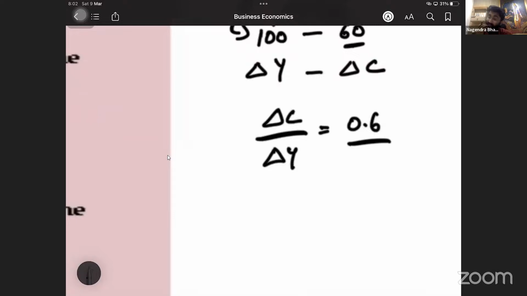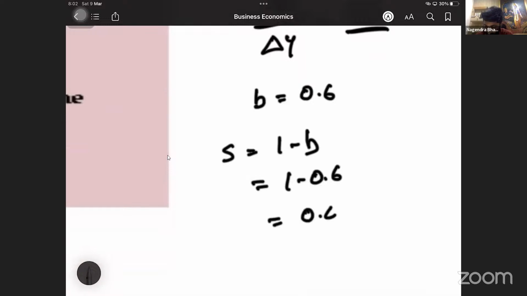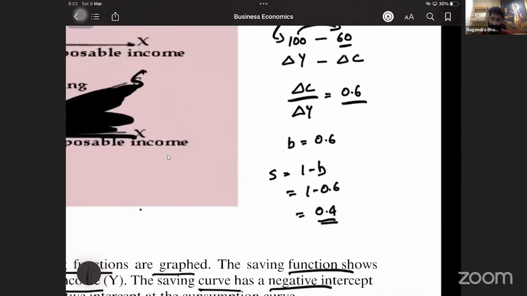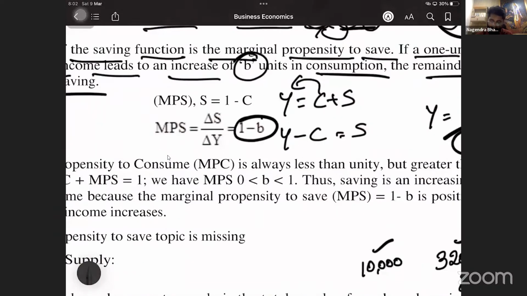That's why economists say that B is equal to 0.6. Then S should be 1 minus B. That is 1 minus 0.6. It is equal to 0.4, 0.4. 1 minus B. Yes, sir. Here, see, 1 minus B. MPS is equal to delta S by delta Y. That is equal to 1 minus B.